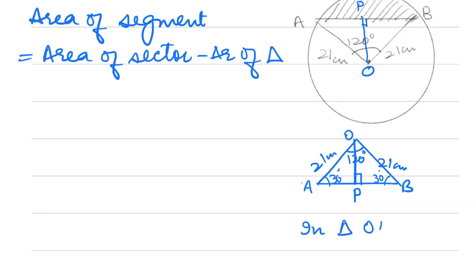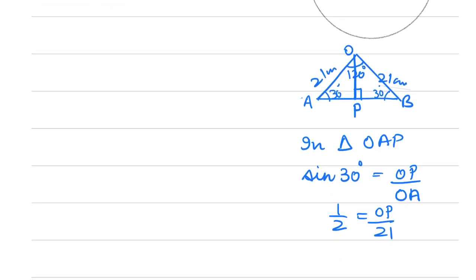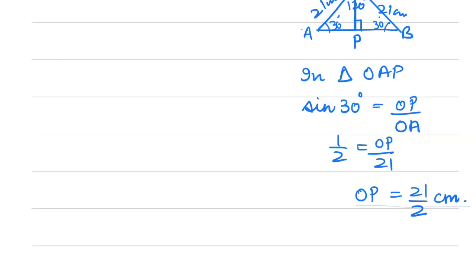In triangle OAP, sine 30 degree will be equal to OP by OA. So sine 30 degree is half. OP we have to find out. OA is 21. So OP is equal to 21 by 2 centimeter. Now let's find out AP. So in the same triangle, I can go for cos 30 degree is equal to AP by OA.